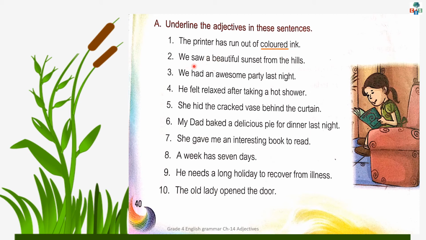Number 2, we saw a beautiful sunset from the hills. Sunset is the noun. And what kind of sunset? Yes, beautiful sunset. So beautiful is an adjective. So like this, try to find the adjectives and underline them.